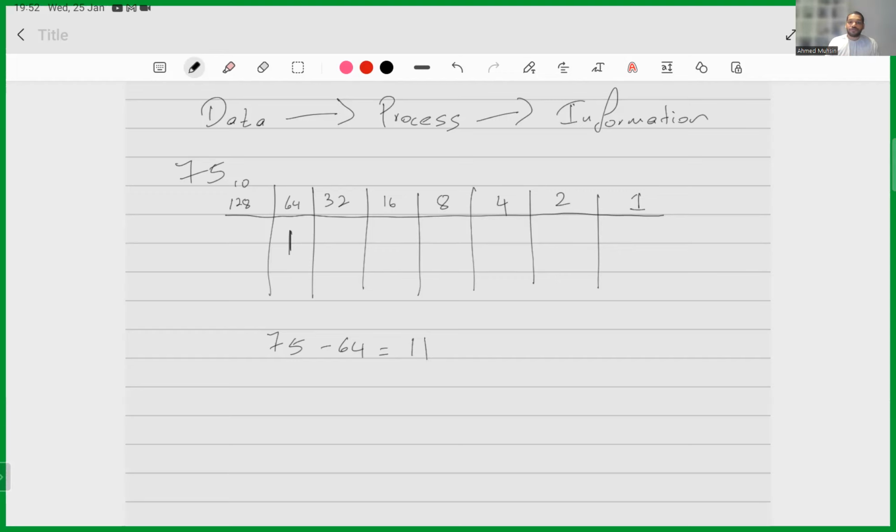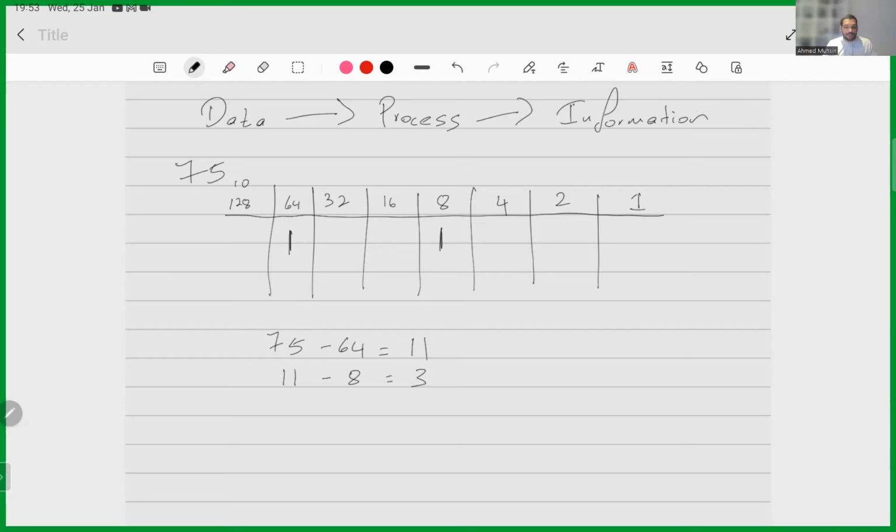Now take 11 and see in these position values which position value is the closest to 11. You would tell me, yes, it is 8. I'm reminding you, you cannot take 16 because 16 is greater than 11. You cannot take a value that is greater than it. It has to be either equal or below. So we have 8. Let's put 1 at 8. Now we have 11 minus 8, which is equal to 3.